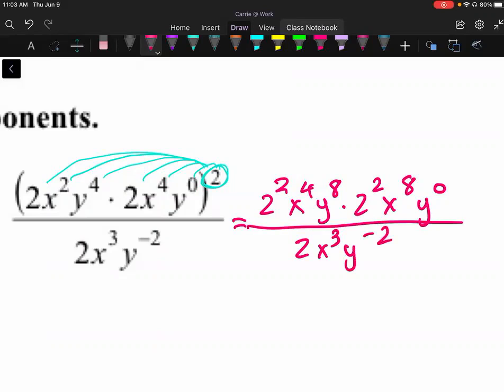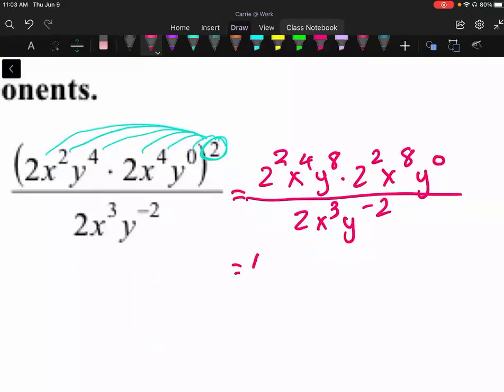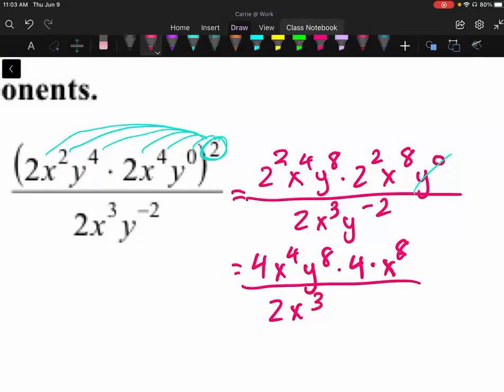All right, now we can continue simplifying. 2 squared is 4. And let's just rewrite this for now. You can do this in as many steps as you want, but I'm just trying to give you guys a little bit of steps. All right, y to the 0 goes away because it's just 1. And we're going to get this here. All right, now I'm going to combine all my x's together and combine all of my y's together.